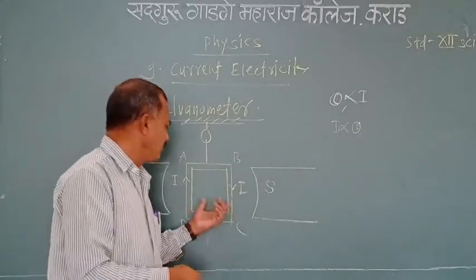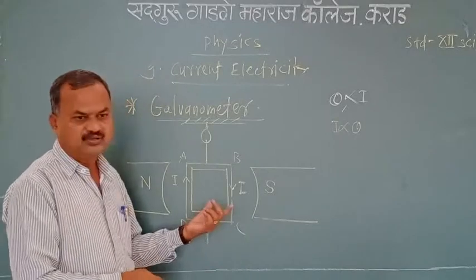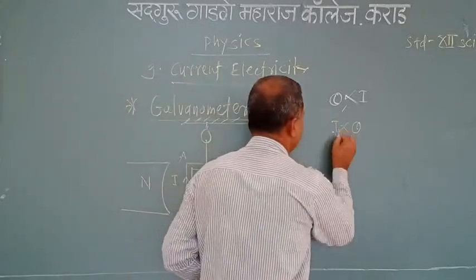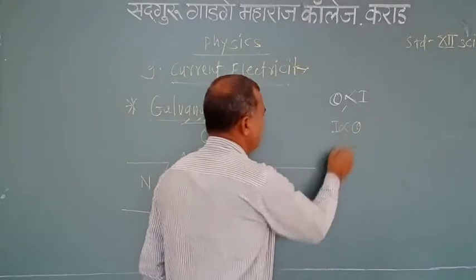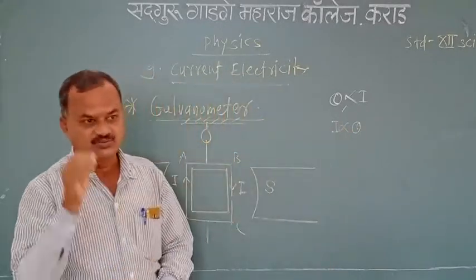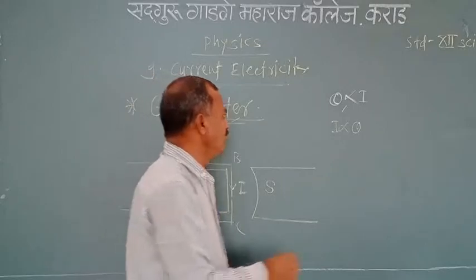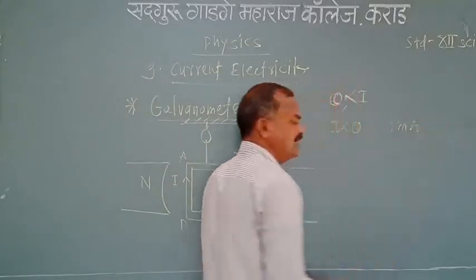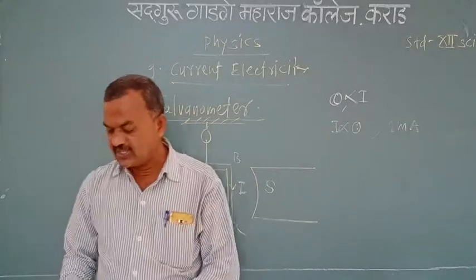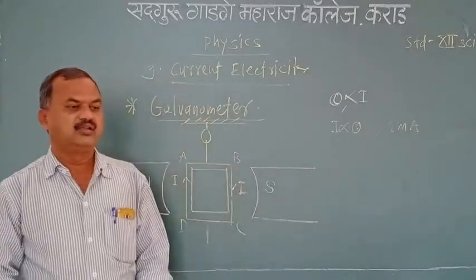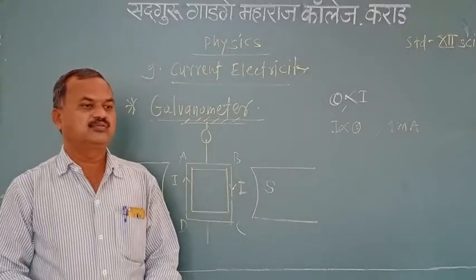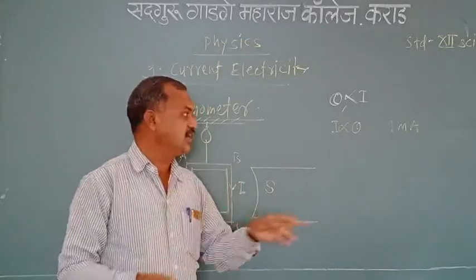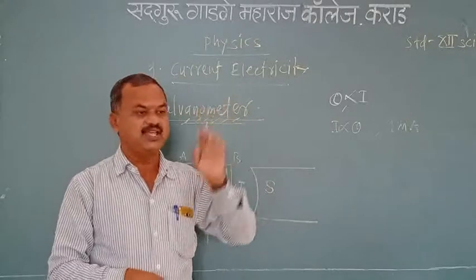This galvanometer coil has moderate resistance. Due to that, this galvanometer can detect very small amount of current, near about 1 milliampere. That means this galvanometer can detect very small amount of current, that is weak current, near about 1 milliampere.